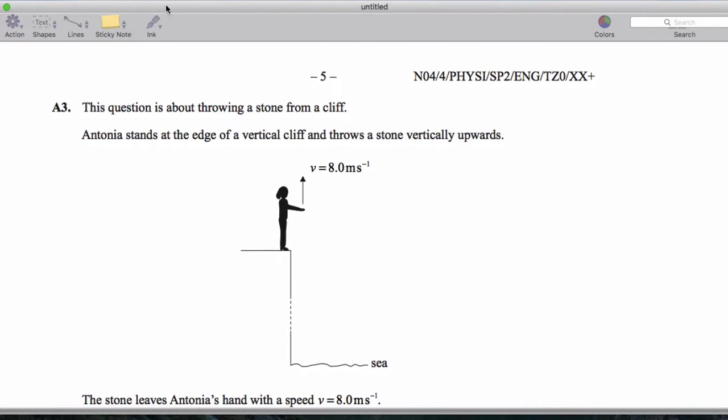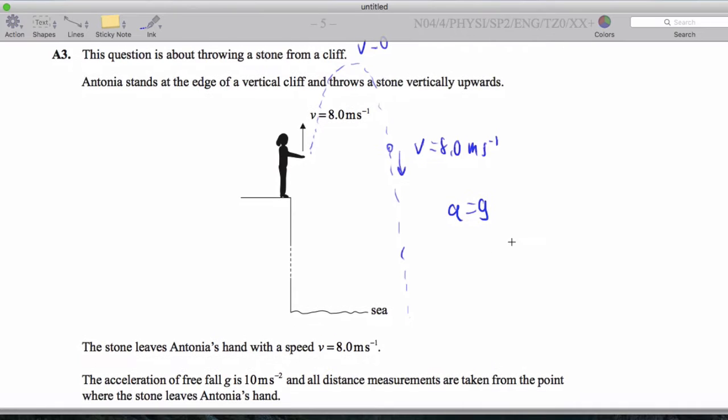Whenever you see a kid in an IB problem standing over a cliff with their arm outstretched like they're getting ready to receive Holy Communion, what this means is that you have a situation where you're going to throw a stone upwards and it's going to land and hit the sea. So let's be clear. Right as the stone returns, its speed will be 8 meters per second. Note that the v at the top is 0, and the whole time the acceleration is equal to g.